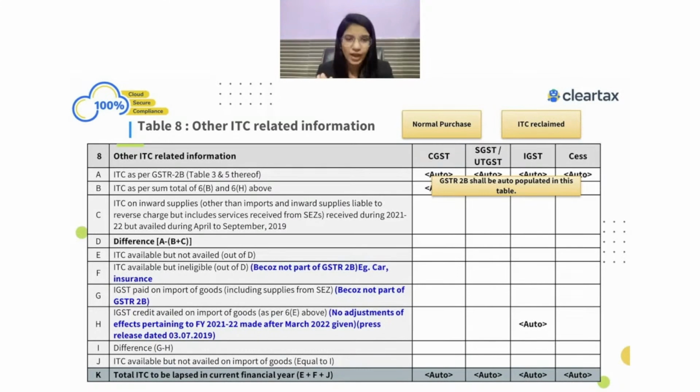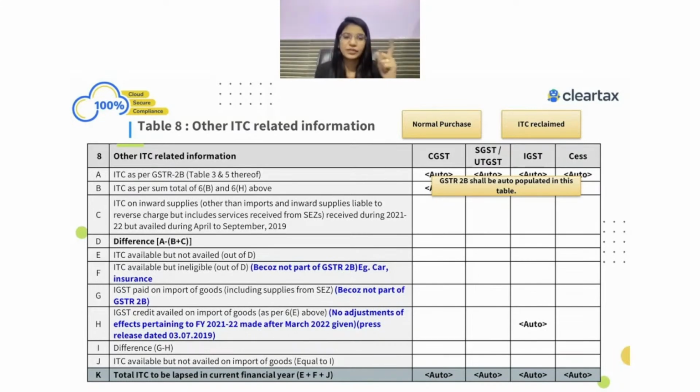Wherever the reverse charge is Y in 2B, you don't have to consider that in 8A. So in 8A that value will never be there, right? It is always where the reverse charge was not there, that information is only going to reflect in 8A, right? Similarly, when we look into 8B, this is all purchases from registered dealers, other than the reverse charge. That is 6B. 6H was the reclaimed ITC.